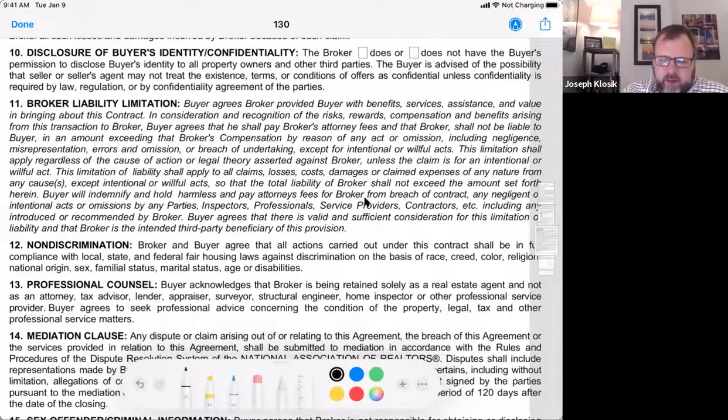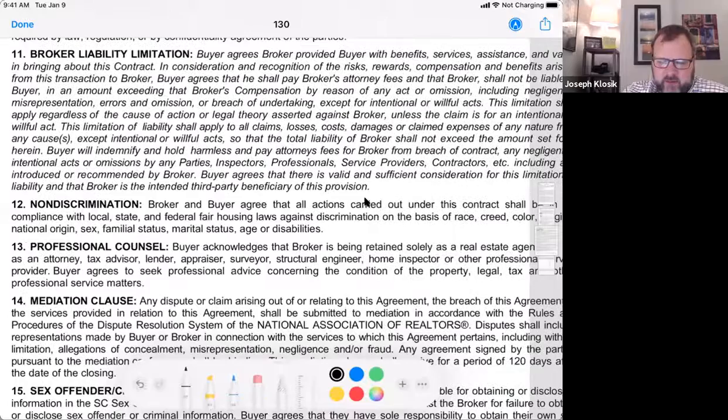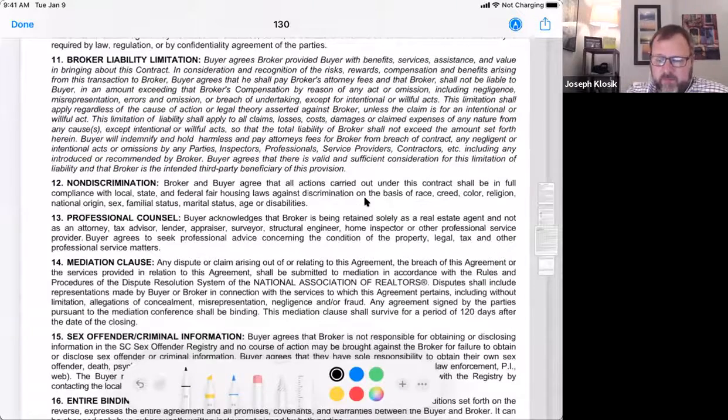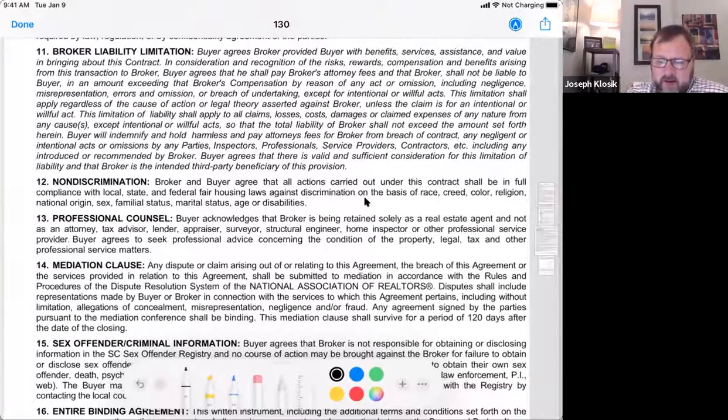Paragraph 11 is basically the broker liability limitation. This is where they're saying, I'm not an inspector, right? I am not an attorney. I'm not a tax person. I can't give you expert advice on any of that. I'm a real estate person. I can give you information. I can talk you through this contract. I can walk you through the real estate market.